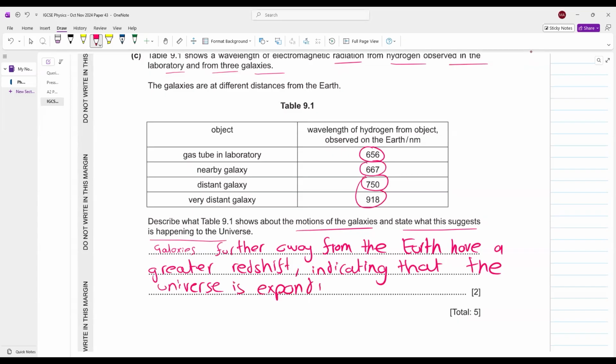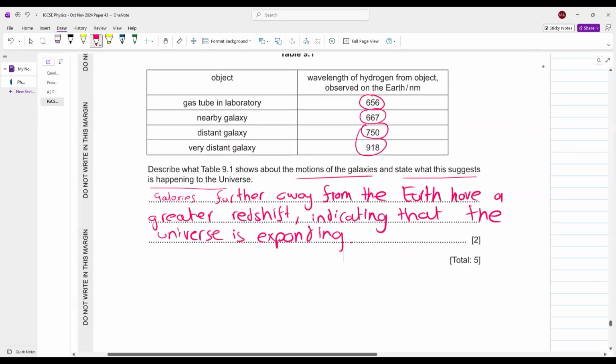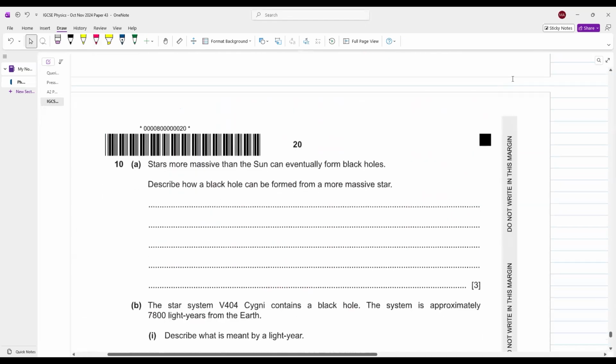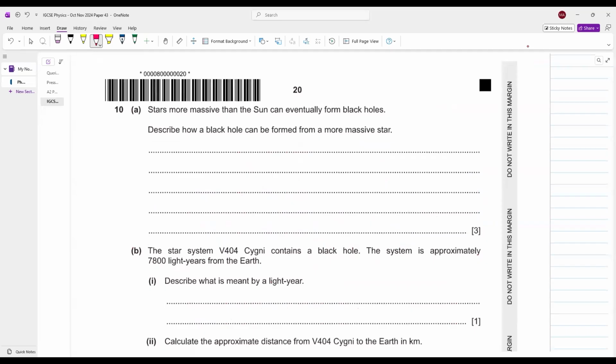Let's further move ahead. आगे बढ़ते हैं भी. Now, oh, we have one more question. Stars more massive than the Sun can form black holes. Describe how a black hole can be formed from a more massive star. यहाँ पे किस चीज की बात हो रही है? Red supergiant की बात हो रही है. Now, how is a black hole formed? How will you tell that?